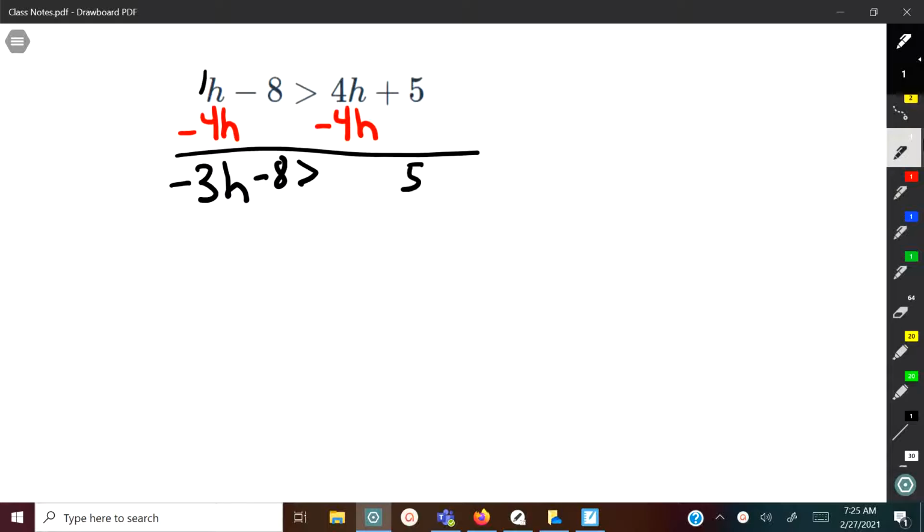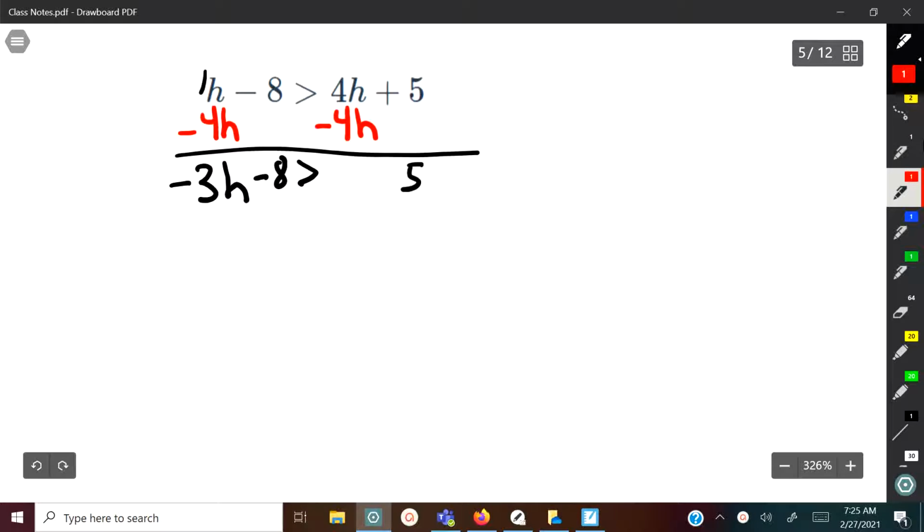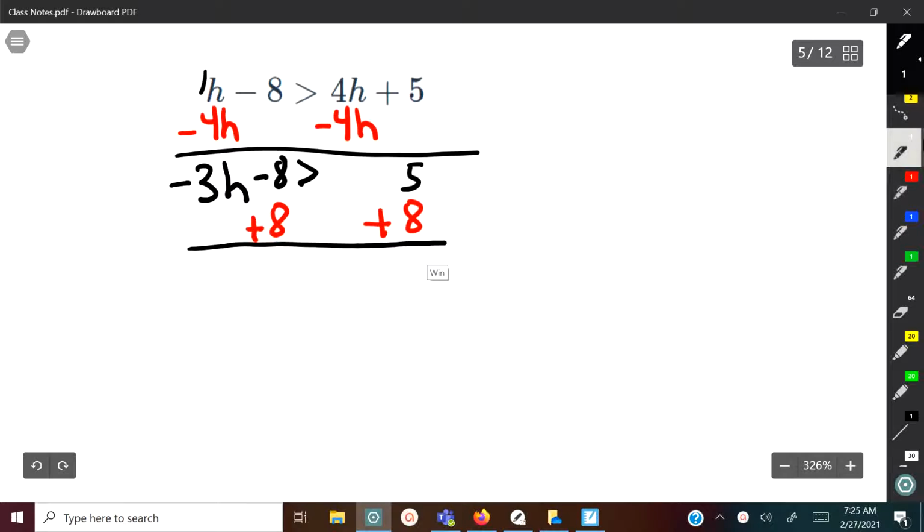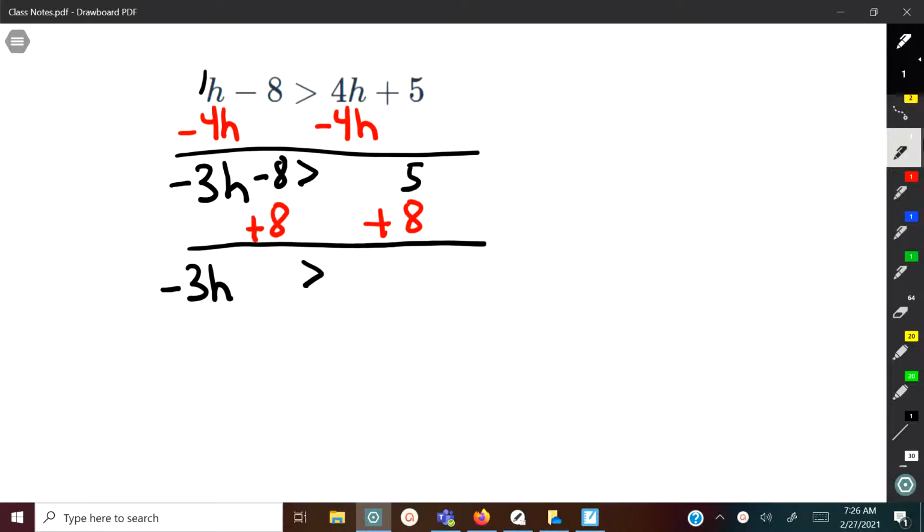Now I'm going to move the number to the right, so I'm going to do the opposite. Minus 8, add 8. The negative 8 and the positive 8 cancel out. It brings down to negative 3h is greater than 5 plus 8, which is 13.